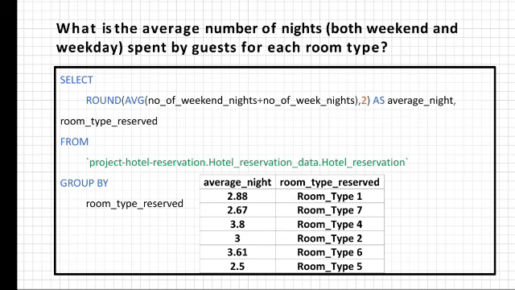When coming to the average number of nights spent by a guest for each room type, I found that room type 1 has the highest average number of nights with 2.88, followed by room type 7. This shows that room type 1 is the most favorite room, and has the highest number of nights spent by the customers.